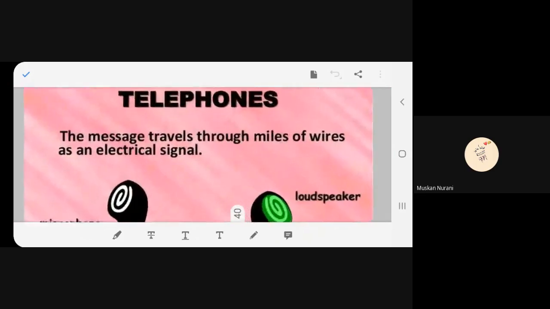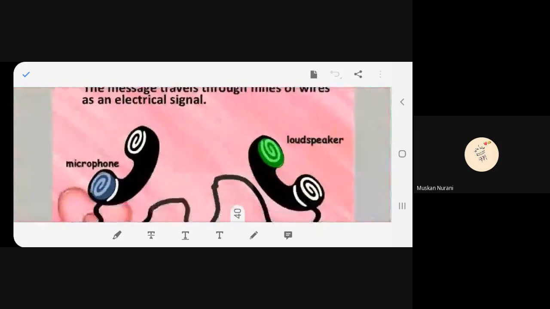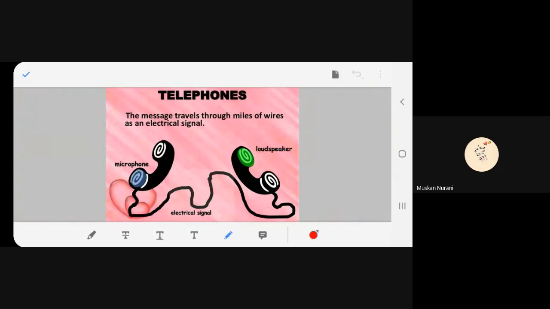Now see how telephones work. Please read. Telephones. The message travels through miles of wires as an electrical signal. So telephones, how does it work? So you can see these wires. Can you see this wire? So it is carrying these electrical signals. So we have got lots of cables or wires, isn't it?